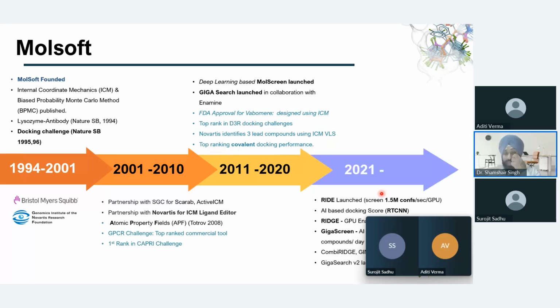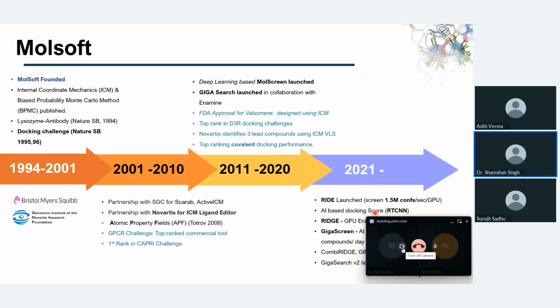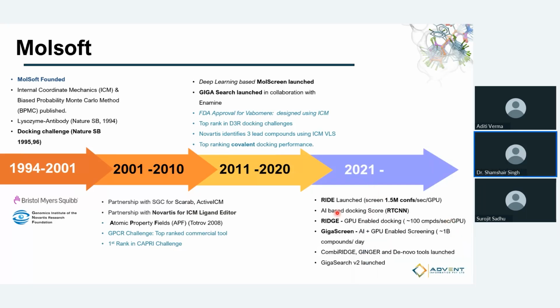And in the current decade, as you all know, this is a decade of GPUs as well as AI. And in this decade, we launched something called Write, which is a ligand-based screening tool which can screen up to 1.5 to 2.5 million conformers per second per GPU. We also integrated an AI-based docking scoring function called radial topological convolutional neural networks.